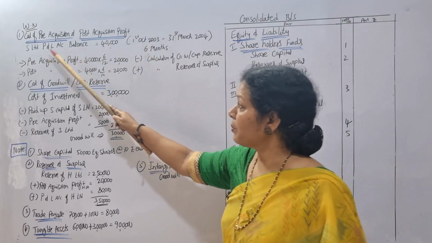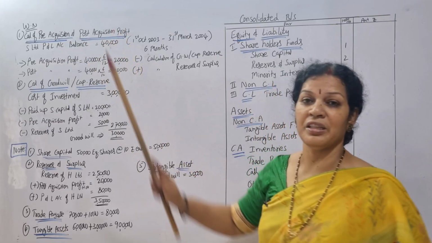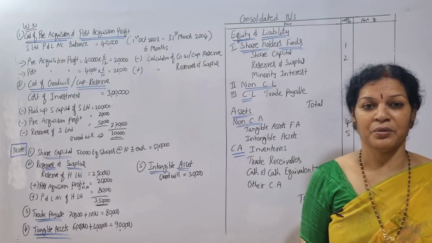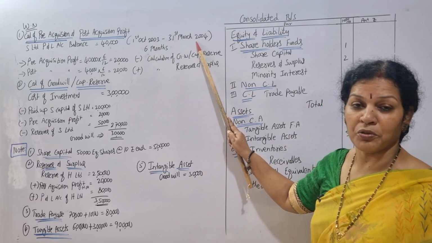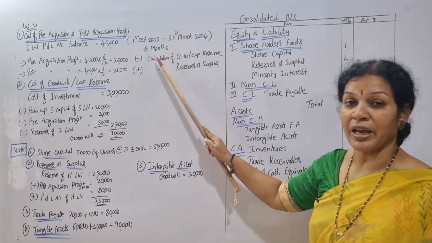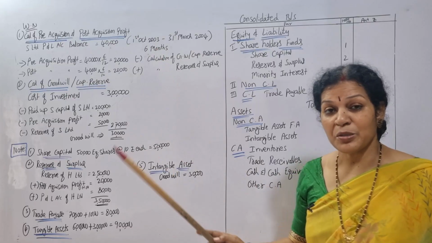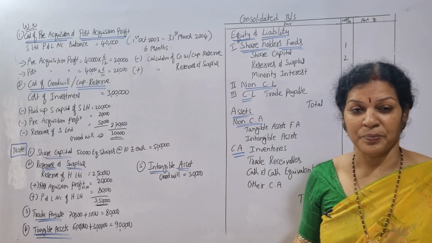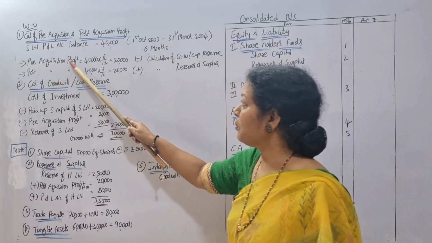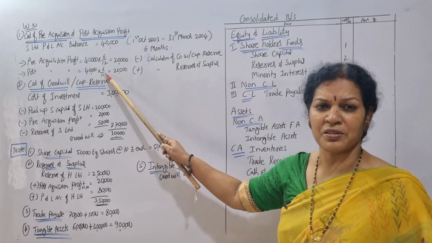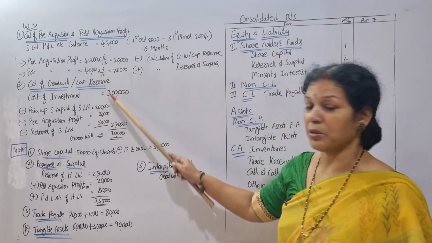First of all, we know that the profit and loss account of S Limited, that is the subsidiary company, is 40,000. This amount we are going to divide. What is the period? 1st October 2003 to 31st March 2004. If you calculate, October, November, December, January, February, March, that is 6 months. First 6 months are pre-acquisition, next 6 months post-acquisition. Pre-acquisition profit is 40,000 into first 6 months, which comes to 20,000. Post-acquisition, next 6 months, is also 20,000.